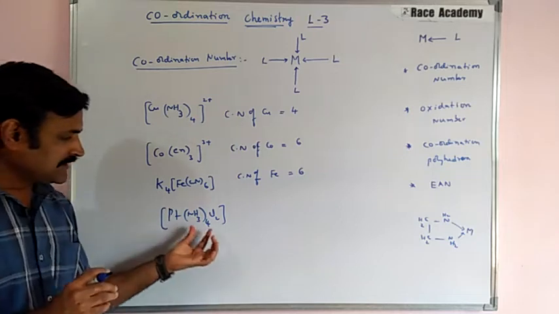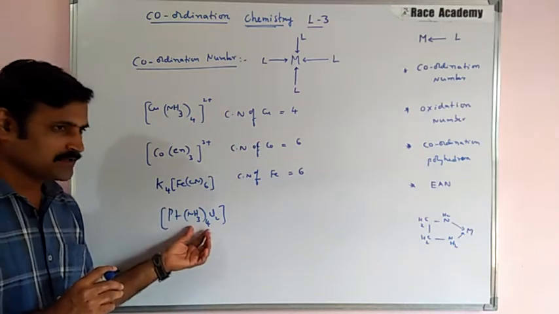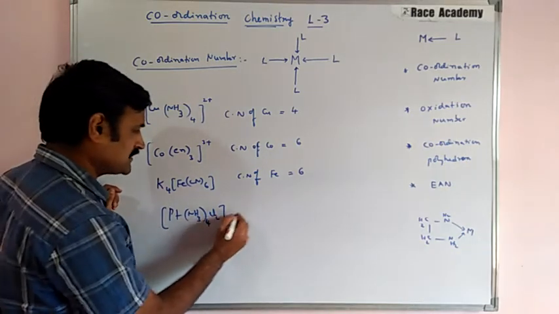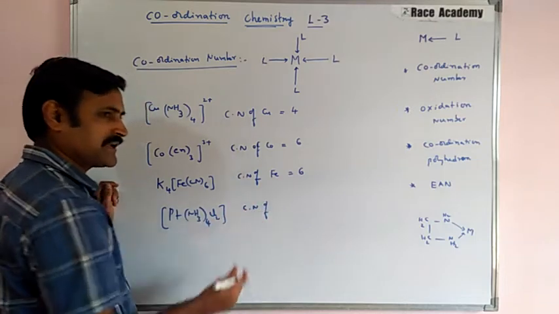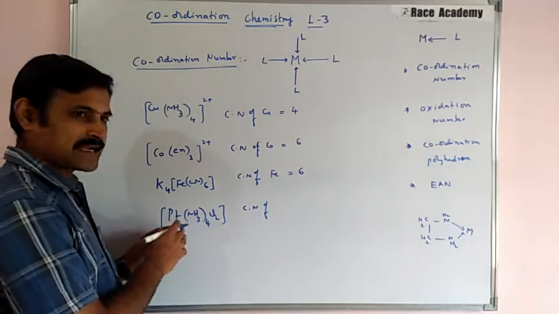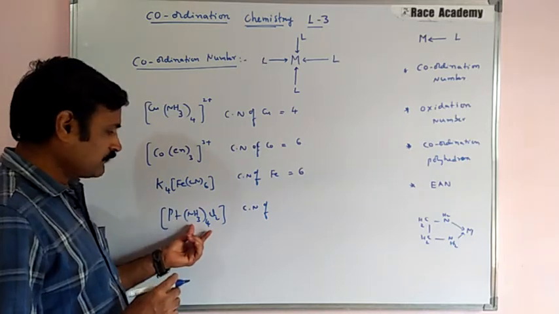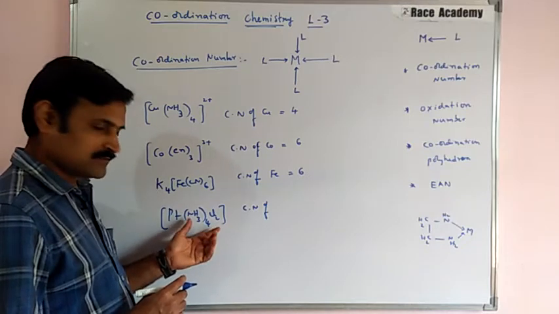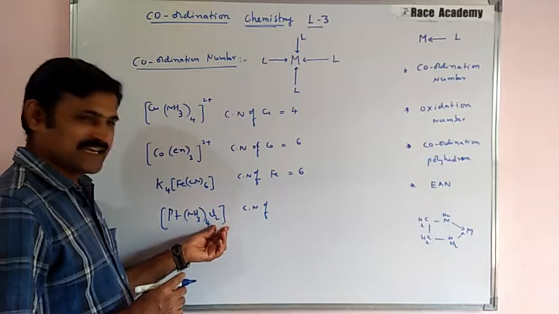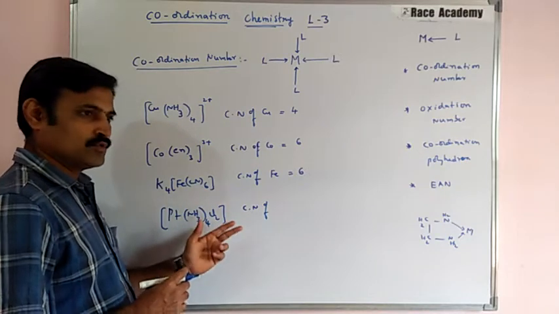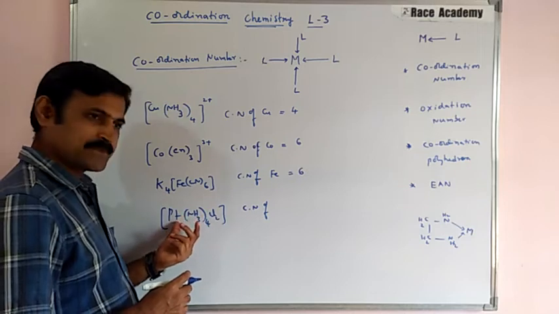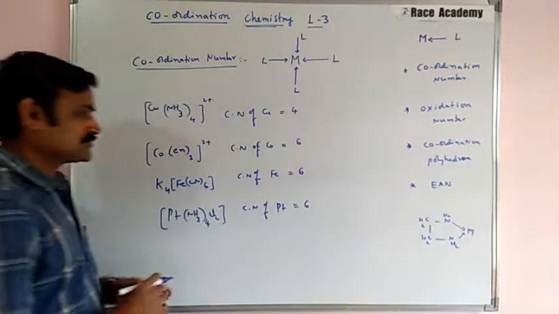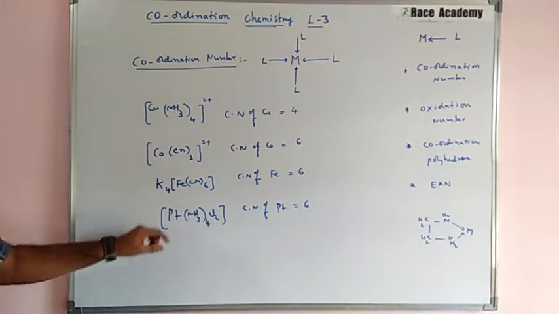So here the ligands may be different, the number of ligands present around the central metal may be different, but the coordination number can be calculated by considering all the different types of atoms around the central metal. We have 4 NH3 groups, so 4 is the coordination number contributed by ammonia, and Cl2, 2 chlorines are there, so 2 is the coordination number contributed by chlorine. So the total for the platinum is 6. So the coordination number of platinum in this complex is 6.